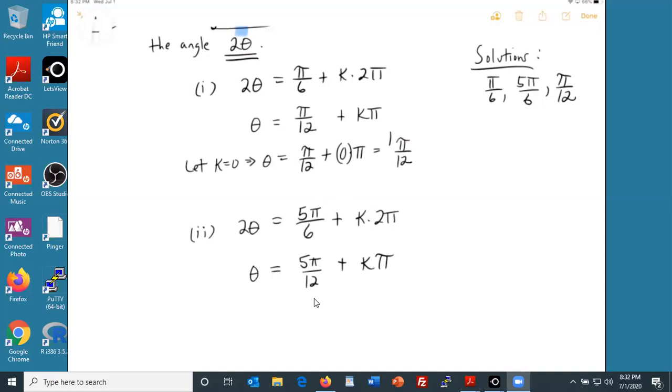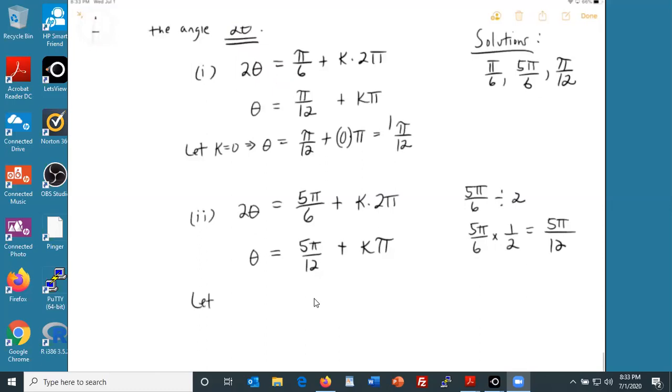So in case you're wondering why that isn't 5 pi over 3, why is it 5 pi over 12? Real quick, 5 pi over 6 divided by 2 is what I'm doing. But what's the alternative to that? I can multiply it by the reciprocal, which is 1 over 2. And then multiplication, I just go straight across. 5 pi times 1 is 5 pi. 6 times 2 is 12, not 3. Okay? So in case you were wondering.